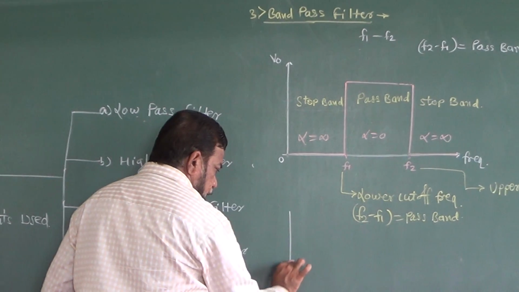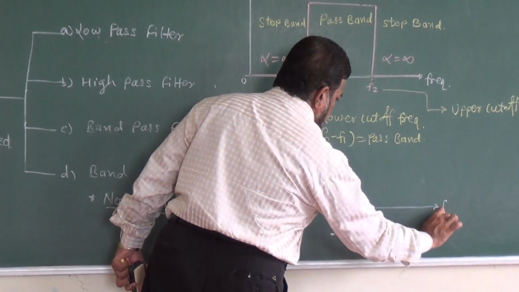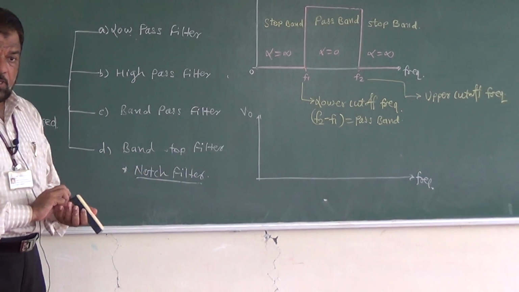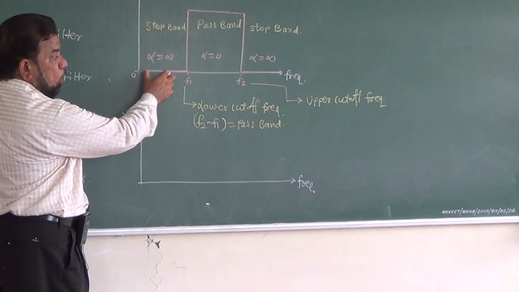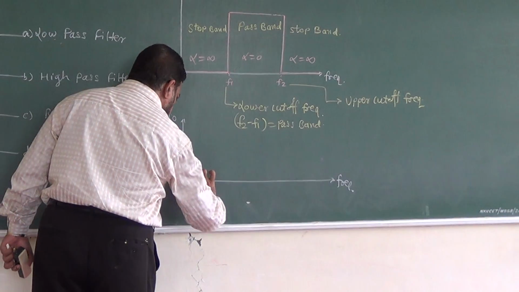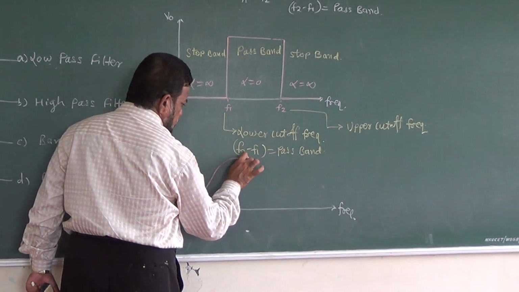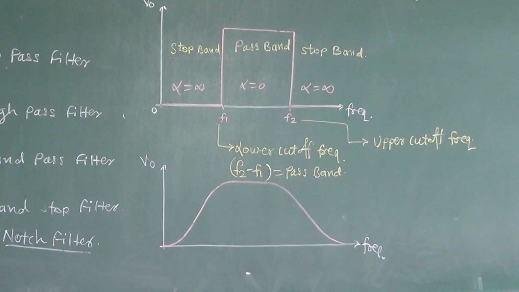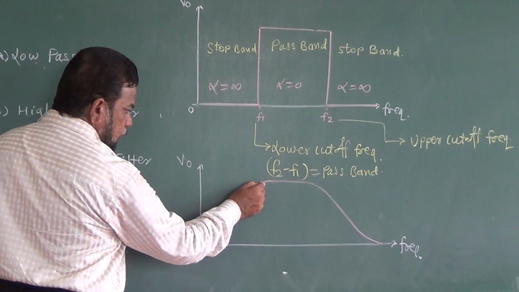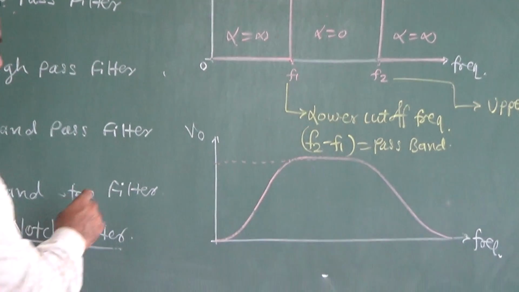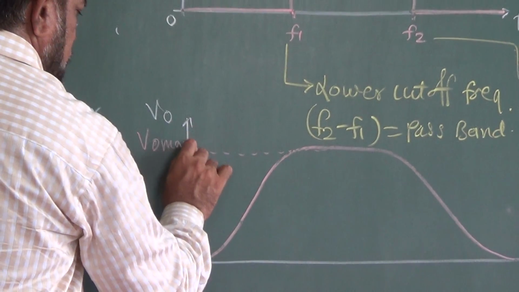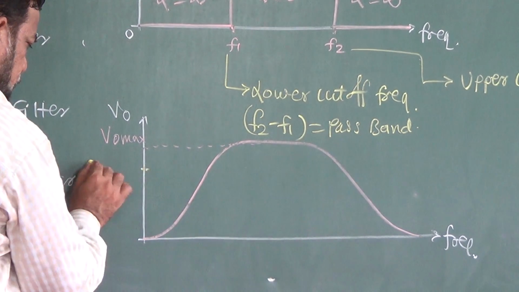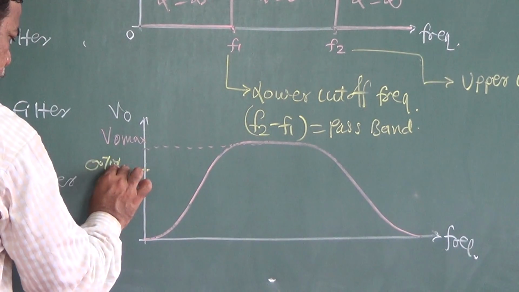Now if I draw the practical response, here is the frequency, and here you have the output voltage. You don't have a circuit with alpha infinite or alpha equal to 0. That's why the response is like this. It increases, then afterwards it decreases. This middle portion is where the output voltage is almost fixed. I will write this as the maximum point, V0 max. I will multiply this V0 max with 0.707, so it is 0.707 V0 max.